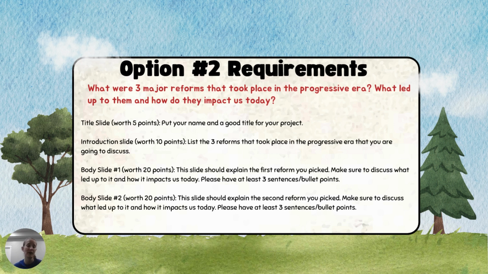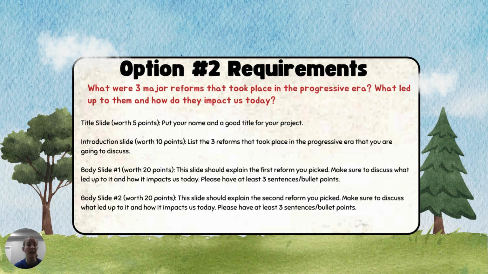Here's option two. If option number one doesn't sound great to you, how about this one? What were three major reforms that took place in the progressive era? What led up to them, and how do they impact us today? And reforms are like changes that came about. So like they've realized, oh, these things that are happening aren't great, so we need to do something to make it better for society. We're going to make some laws or some changes to do that.